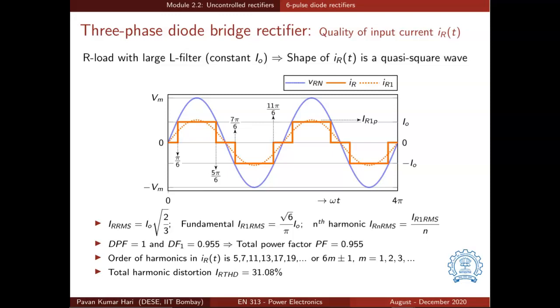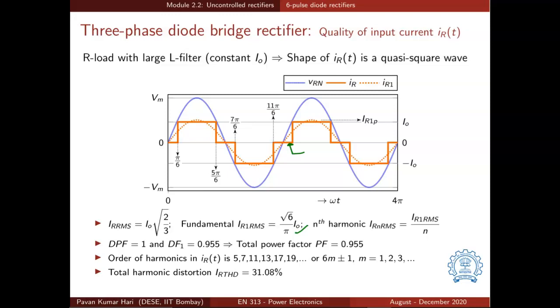Then the total RMS value of this IR, the solid orange color waveform, is IO times square root of 2 by 3, and the RMS value of the fundamental component, which can be obtained through Fourier analysis, will turn out to be root 6 by pi into IO, and any nth harmonic magnitude is simply IR1 RMS divided by n. This can also be proved mathematically by evaluating the Fourier series.